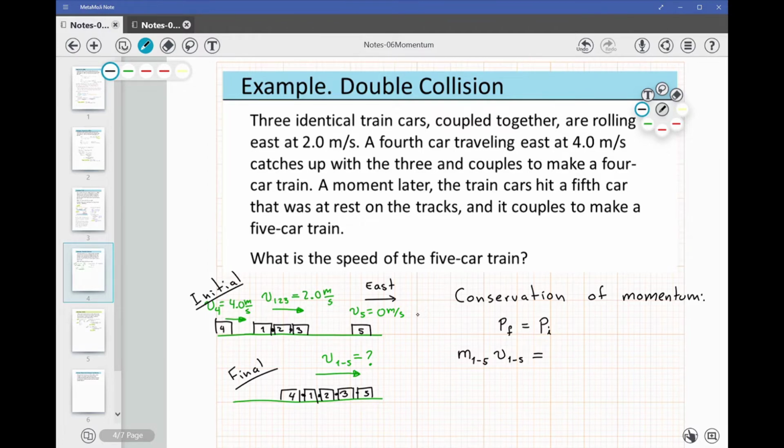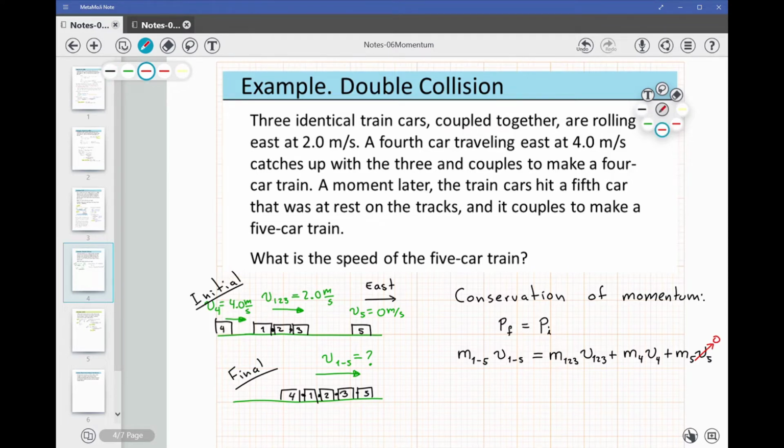At the initial time, the total momentum will be the mass of trains 1, 2, and 3 multiplied by their common velocity, then the mass of train 4 times its velocity, and the mass of train 5 multiplied by the corresponding velocity. However, since train number 5 has 0 velocity, the last term will cancel.